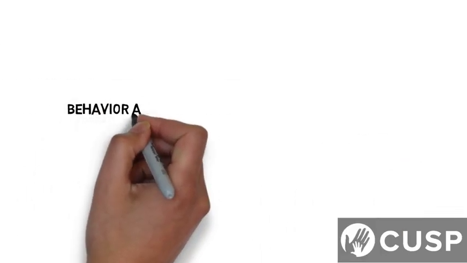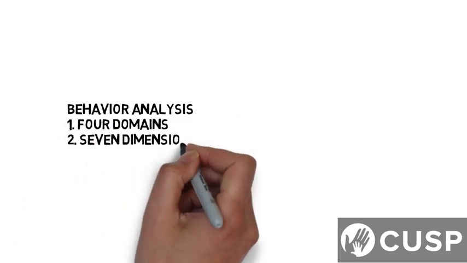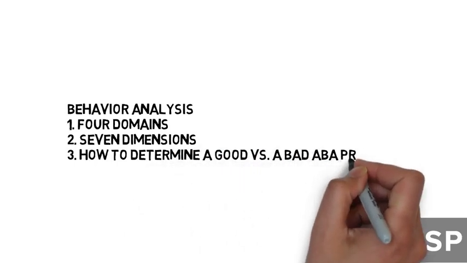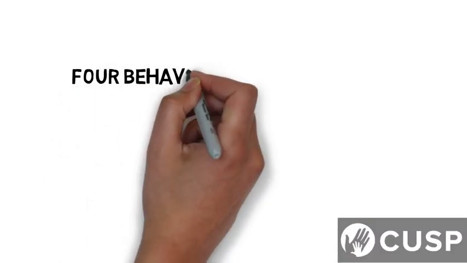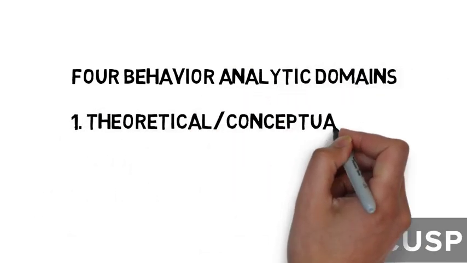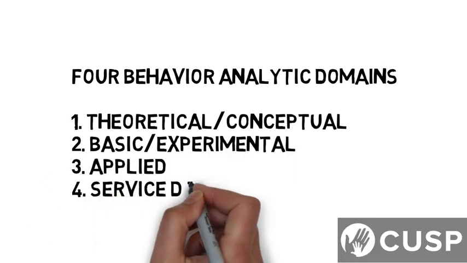In this video, we are going to discuss the following components of behavior analysis: the 4 domains, the 7 dimensions, and how to determine a good versus a bad ABA program. The field of behavior analysis consists of 4 domains: theoretical conceptual, basic experimental, applied, and service delivery.